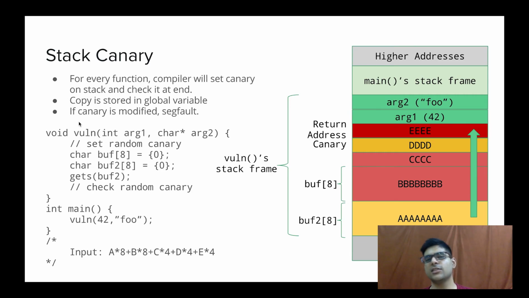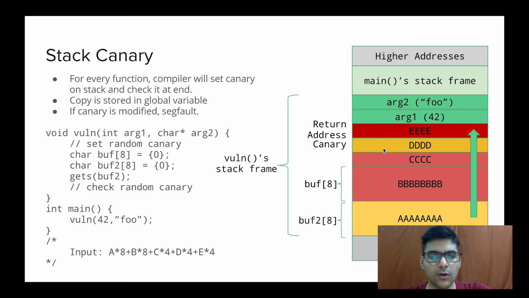We have a concept of something called stack canaries, and all the compilers these days use this by default. And what it does is, for every function the compiler sets a stack canary at the beginning. So when the function is called, between the return address and the EBP, you have a canary stored. A canary is basically just a random value which is generated, and then you store it in between these things.